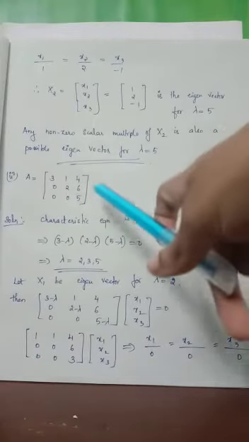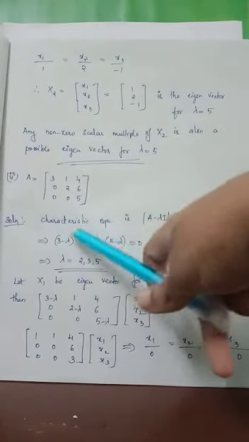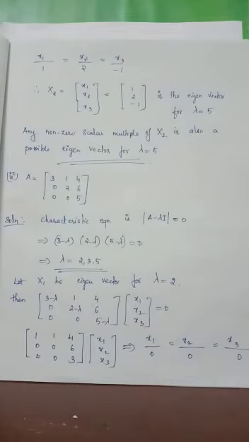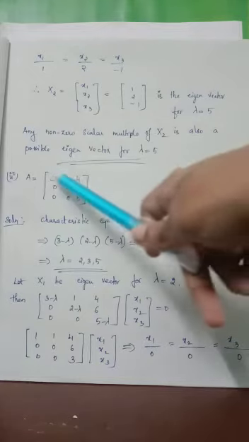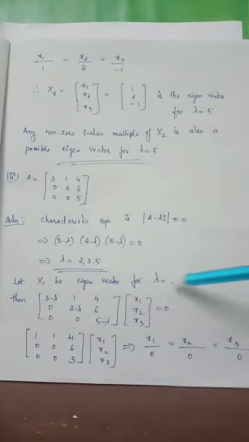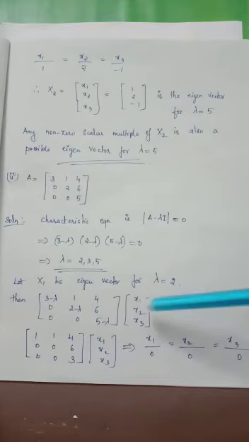If you consider another example, a 3 by 3 matrix, here you can see that this matrix is an upper triangular matrix. Whenever you have an upper triangular matrix or a lower triangular matrix or a diagonal matrix, the eigenvalues are nothing different from the diagonal elements. Having found the eigenvalues, you go for the evaluation of the eigenvector.